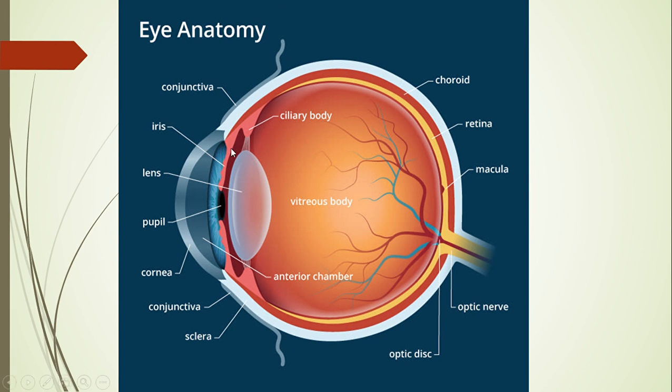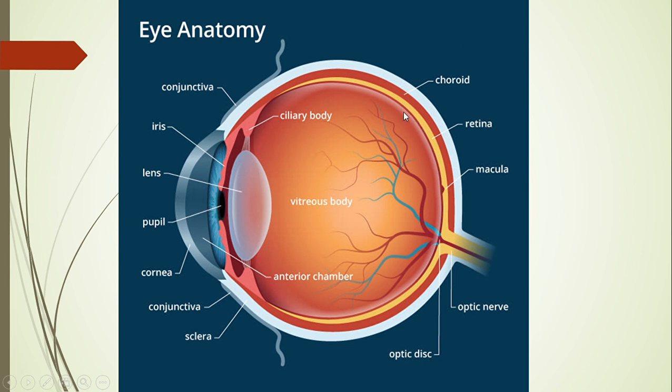And anterior to it, there is the continuation of the ciliary body as the iris. The iris forms a diaphragm which controls the light entering into the lens through a small aperture present at the center of the iris. That small aperture or opening is known as the pupil. So these are the layers.